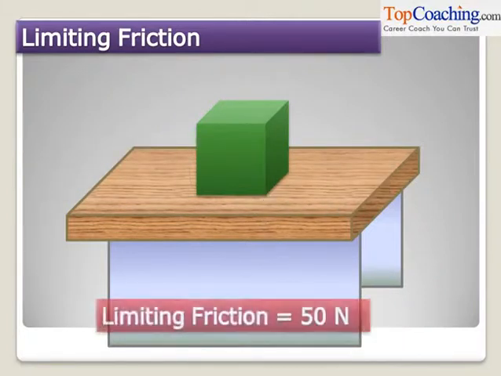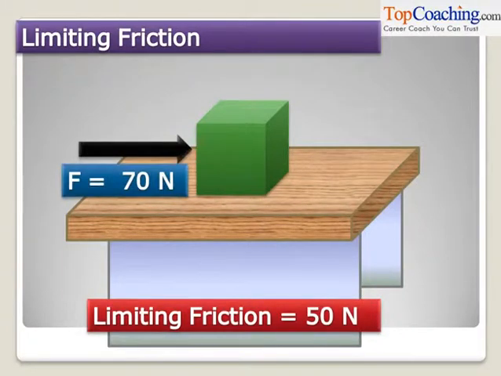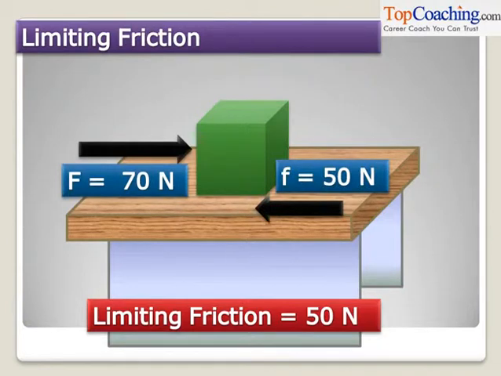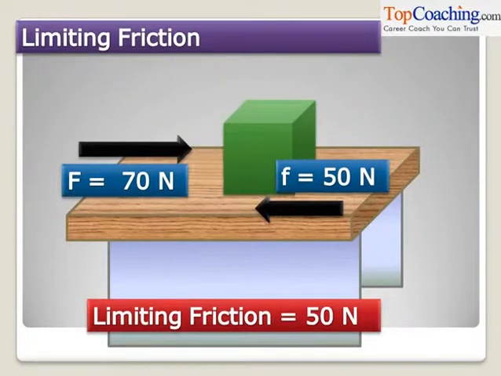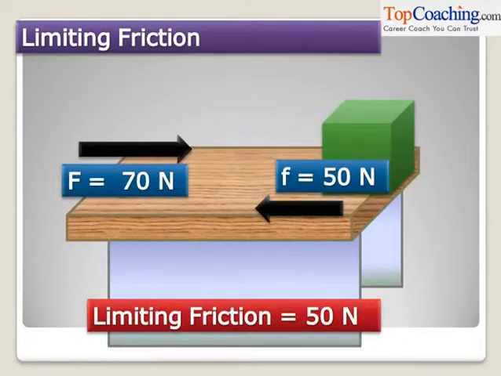Now, if I apply a force equal to 70 Newton on the block, friction will only apply a force of 50 Newton. Understood? So when you apply a force which is greater than the maximum value of friction force, the block starts moving. Something like this. Understood? In this case, the net force on the block will be 20 Newton, that is 70 minus 50 Newton.